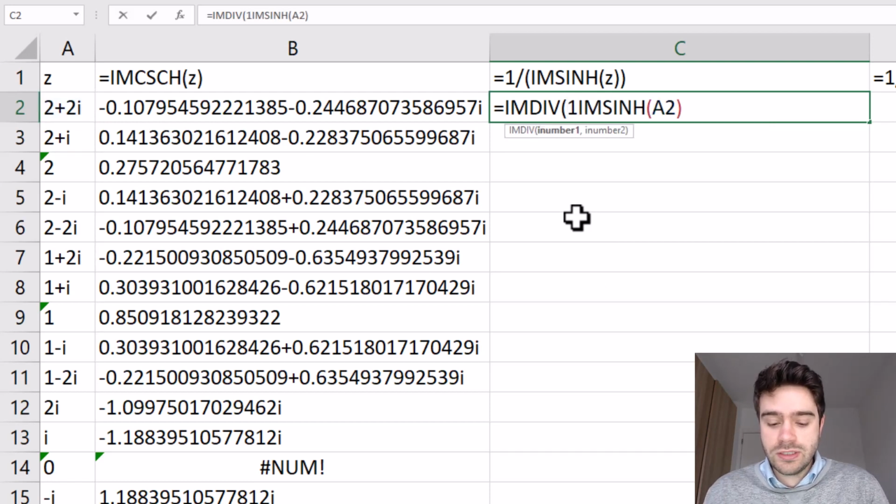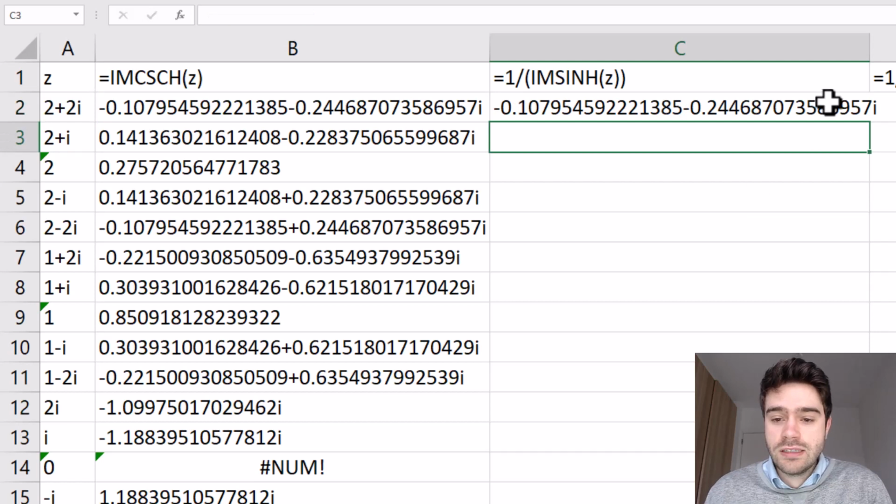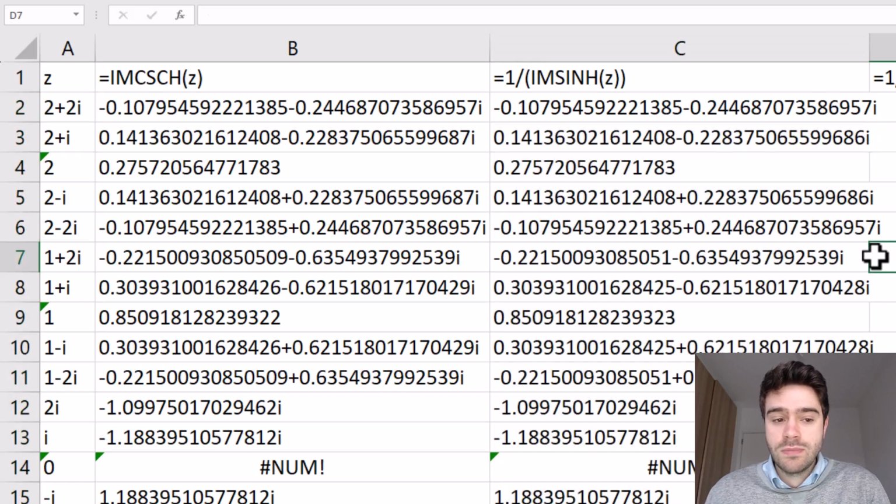So the first number is 1, and then the second number is the complex number we get returned by using the hyperbolic sine function on a complex number. I close the parentheses, press enter, and I will be pulling this downwards. And as you can see, we are getting exactly the same results. So you can use either of these methods.